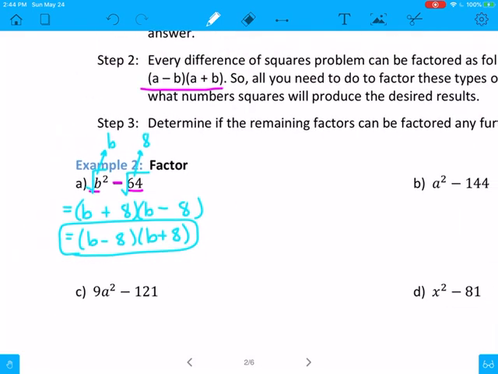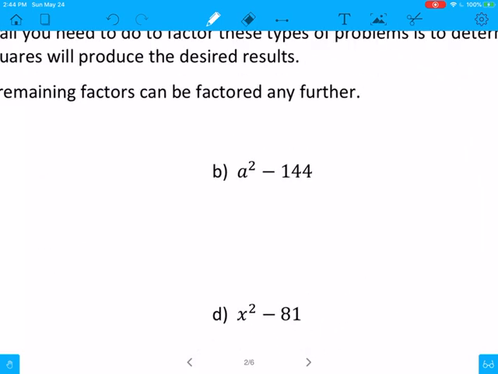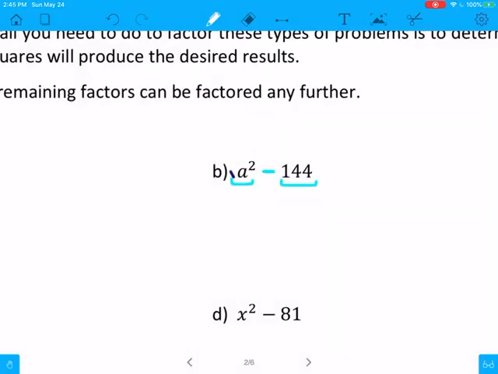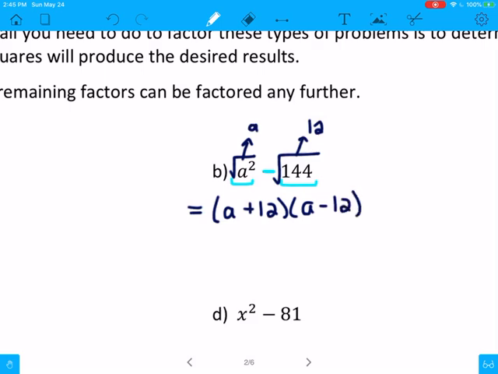Okay? Let's look at b. In order for it to be a difference of squares, one term, two terms, different sign, and we have to make sure that if we take the square root of them, we don't get a decimal. Square root of a squared is a. Square root of 144, if you type in your calculator, is 12. So I'm going to get a plus 12, a minus 12 as my two factors. Once again, you could have a minus 12, a plus 12 in that order. It wouldn't matter.